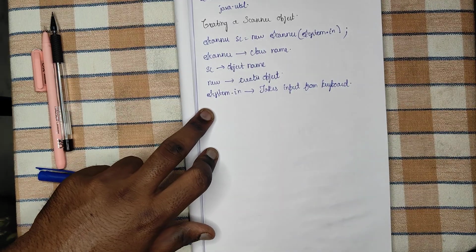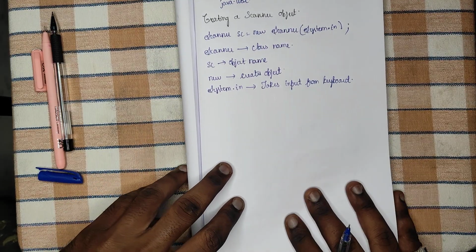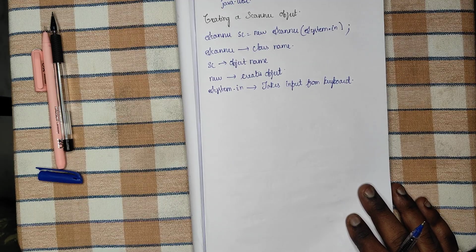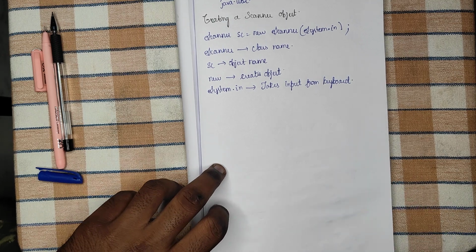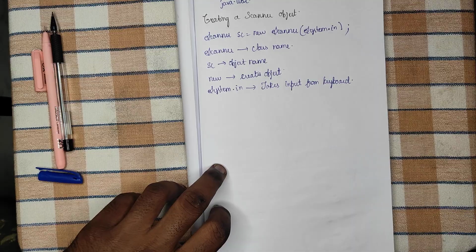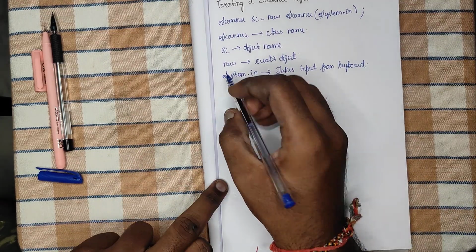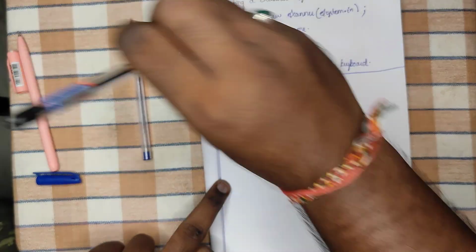Hope you're familiar. If I say a real life example, you can get it. Think of a Scanner as a receptionist. The receptionist gets information from visitors. Similarly, Scanner receives information from users. So now I'm going to write the first input program. Just see this.